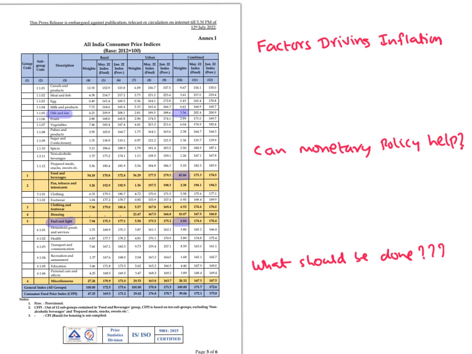So let's look at the article. Let's try to understand what the author is trying to say. So author is talking about three aspects. First one, what is driving inflation in India? Second, can monetary policy really help? Third, what should be done to control the particular inflation that we have today?